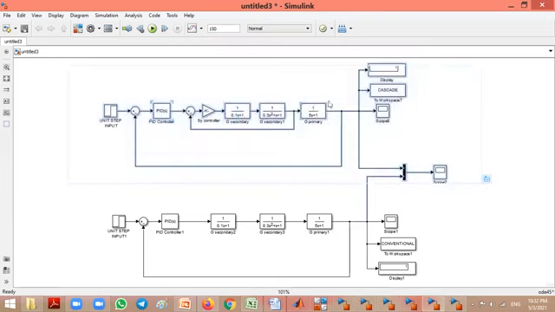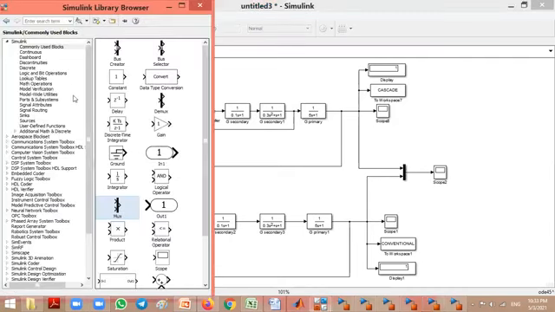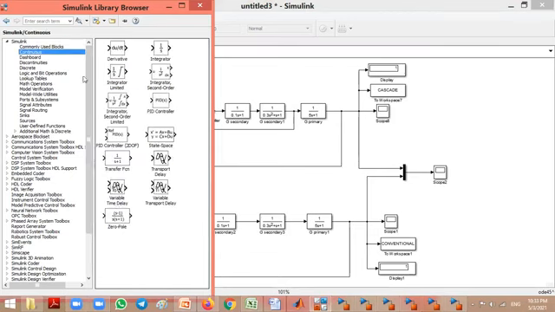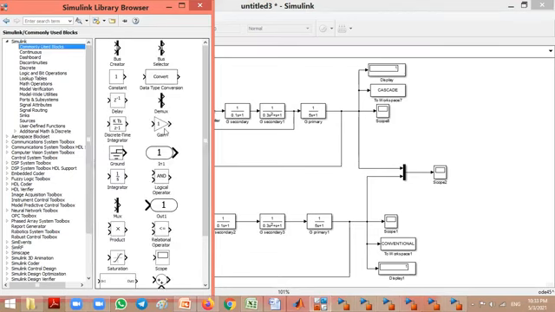The cascade control is designed, and to see the output we have put a separate scope, a workspace block and a display. We have also connected the mux. Where to take the mux? The mux can be taken from the commonly used blocks. Here it is, you can use that mux.